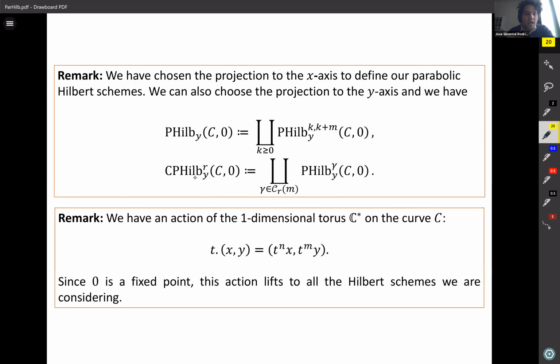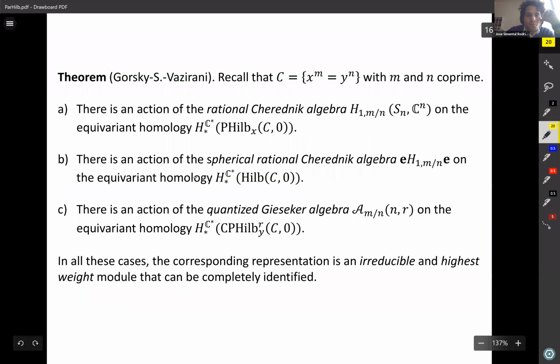Okay. Now I have like half of the ingredients I need to give you the main theorem, but I'll give you the main theorem anyways and then fill in the details. So the main theorem, which is joint work with Eugene Gorski and Monica Vasserani, well, recall that we have this curve, this nodal curve, this cusp, where M and N are coprime.